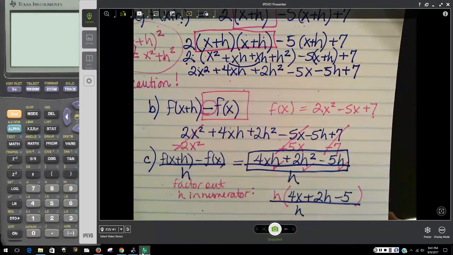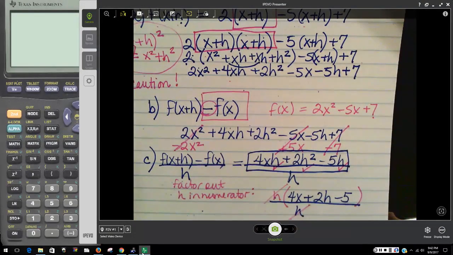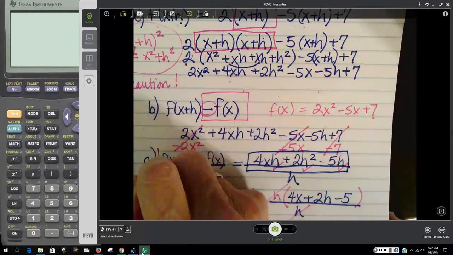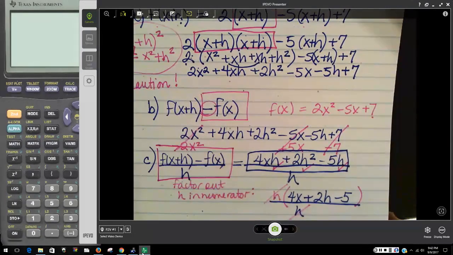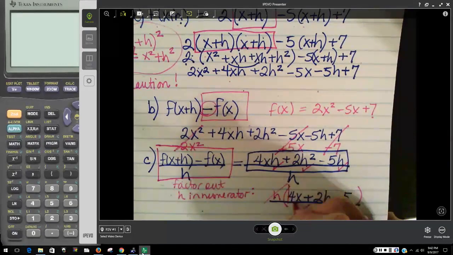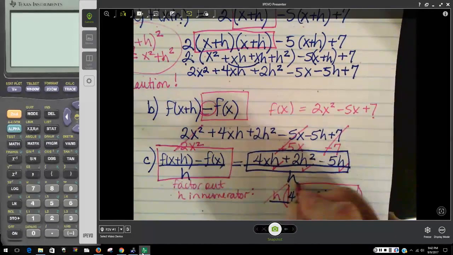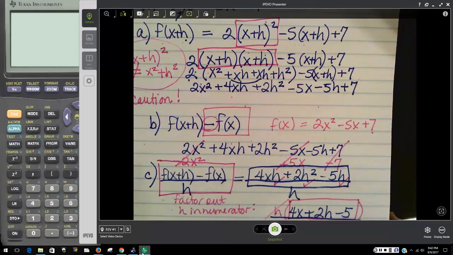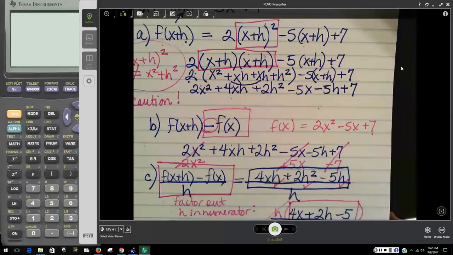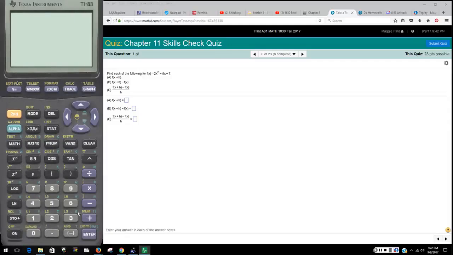And at this point, I would hope you see that the reason we factored it was to get rid of the denominator. So f of x plus h minus f of x, all divided by h, is actually just the part that's in the parentheses here. 4x plus 2h minus 5. So at this point, we're going to go back and put those in and then keep moving.